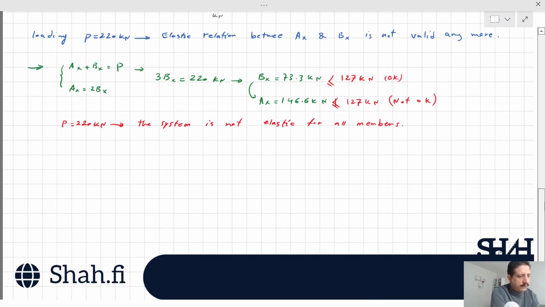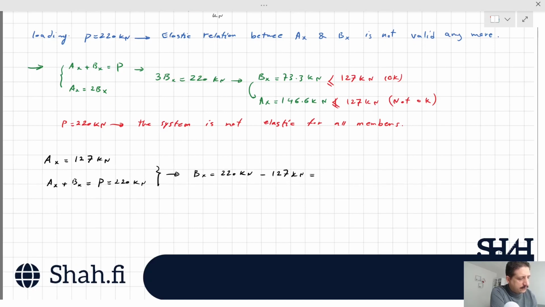Now, we know that all of the elements become yield. As a result, we say that, okay, AX is maximum 127 kilonewton. AX plus BX is going to be P, which is 220 kilonewton. And as a result, BX will be 220 minus 127 kilonewton, which is 93 kilonewton. And this is less than 127 kilonewton, and this is fine. So in the loading condition, the load in AC will be 127 and the rest will be transferred to BC.